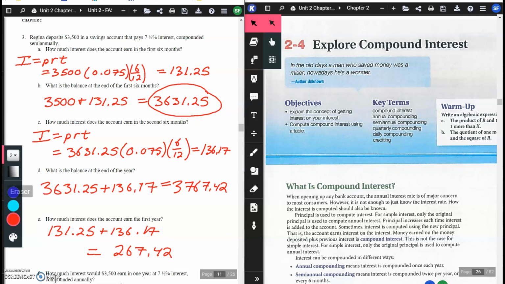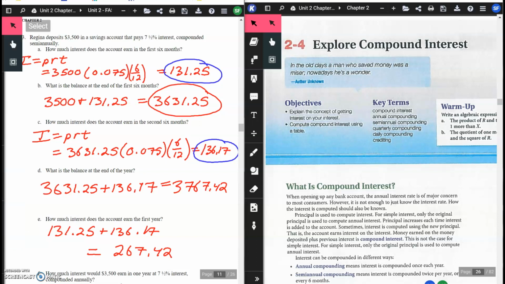How much interest does the account earn the first year? Well, you add up your two interests. So you're going to add up your $131.25 and your $136.17 for a total of $267.42.